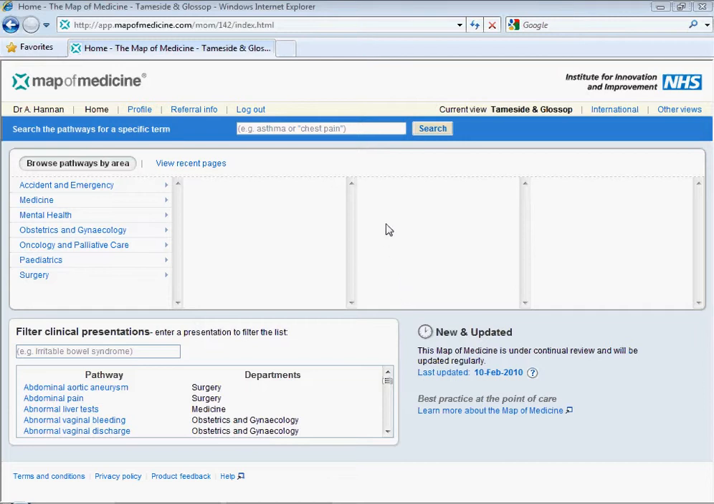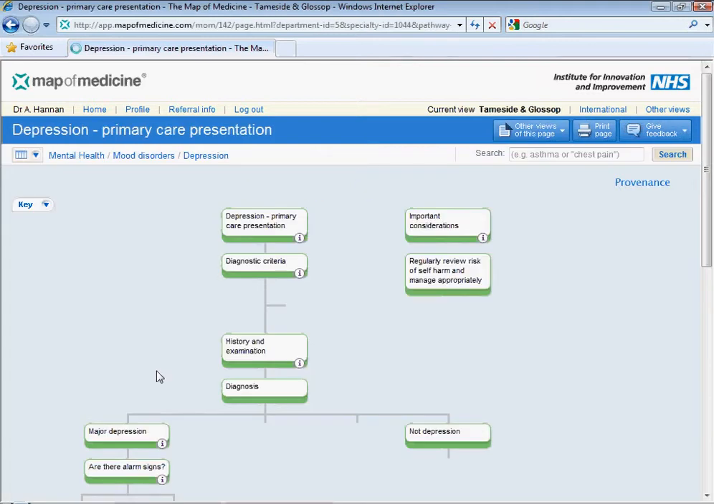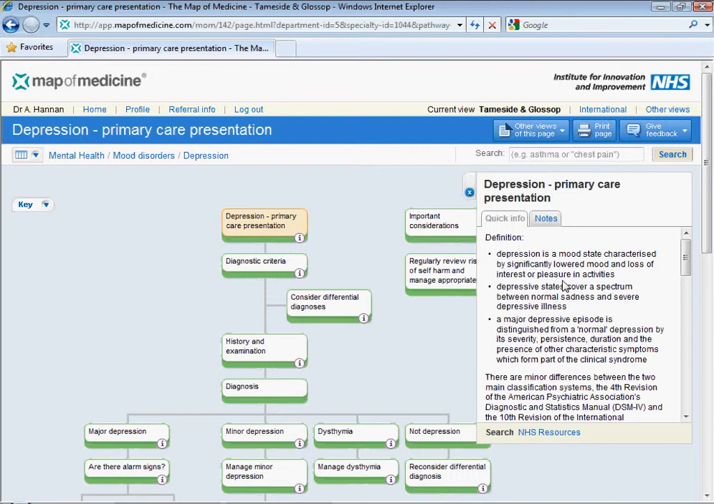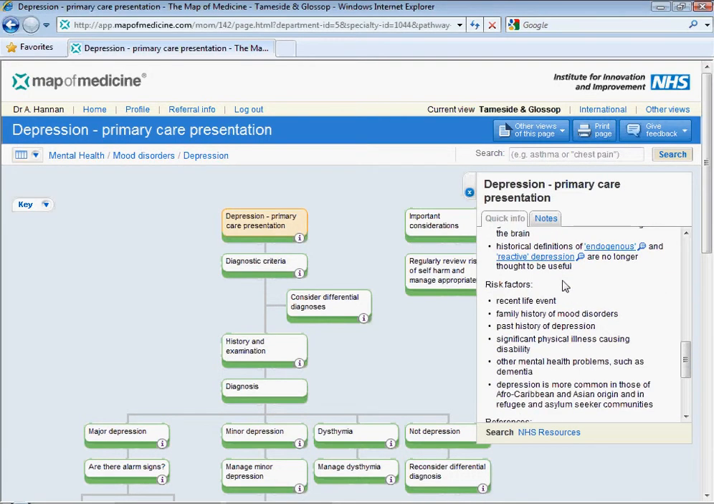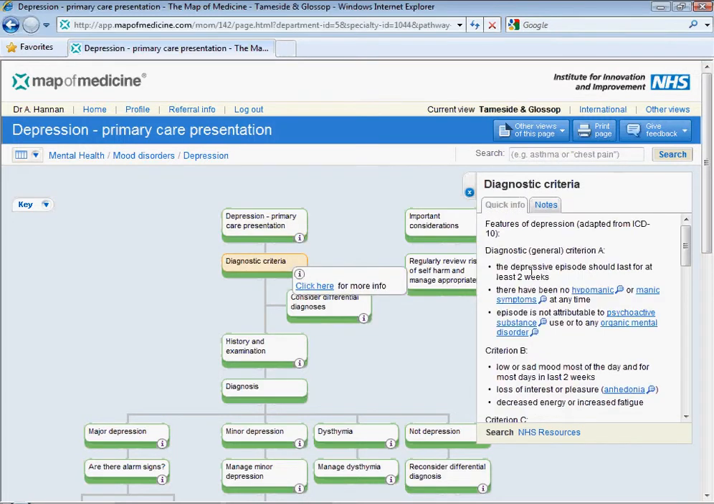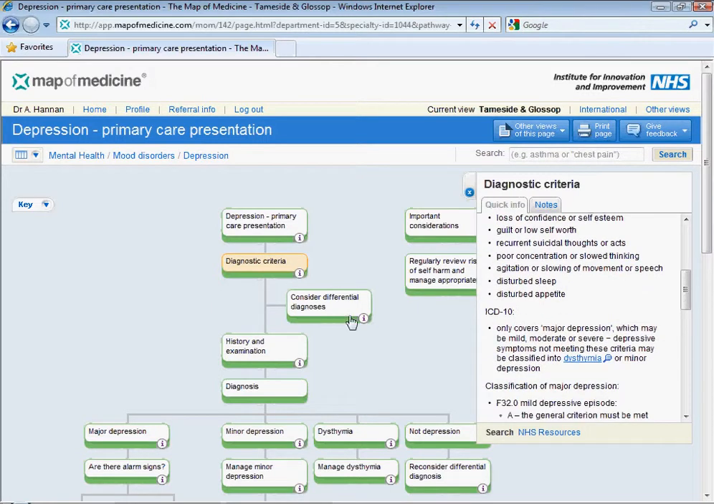I've already put the smart card in and have accessed the map ready so that I can use it during consultations. And I would put in depression in the search engine. Here comes the primary care presentation, and I can click on the information button there and it tells me about the definition, tells me about epidemiology, pathophysiology or causes, and risk factors for me to consider, and the diagnostic criteria for determining whether this patient has depression or not.